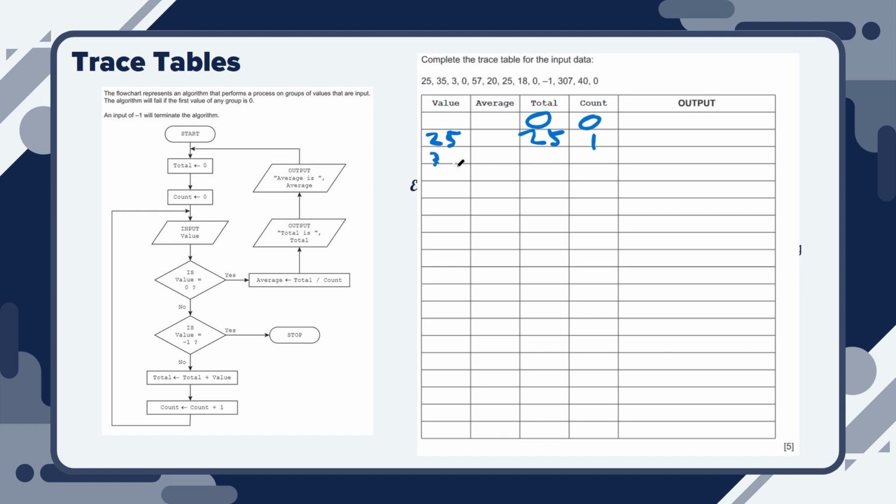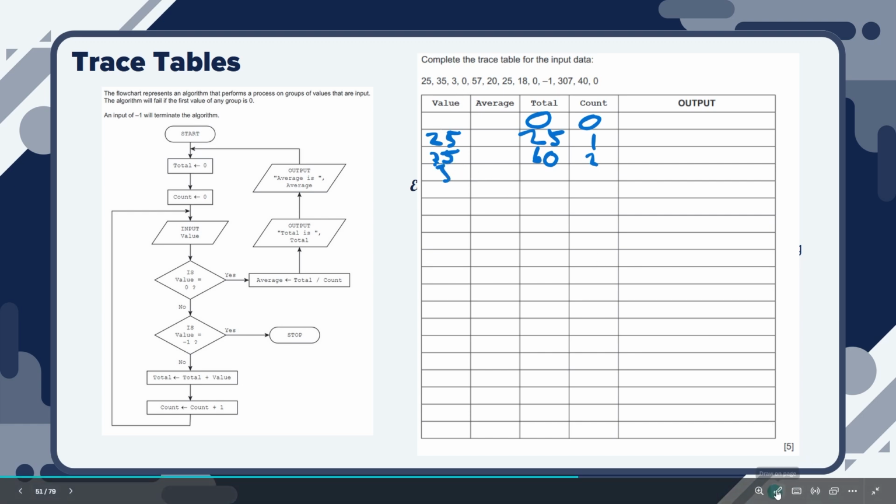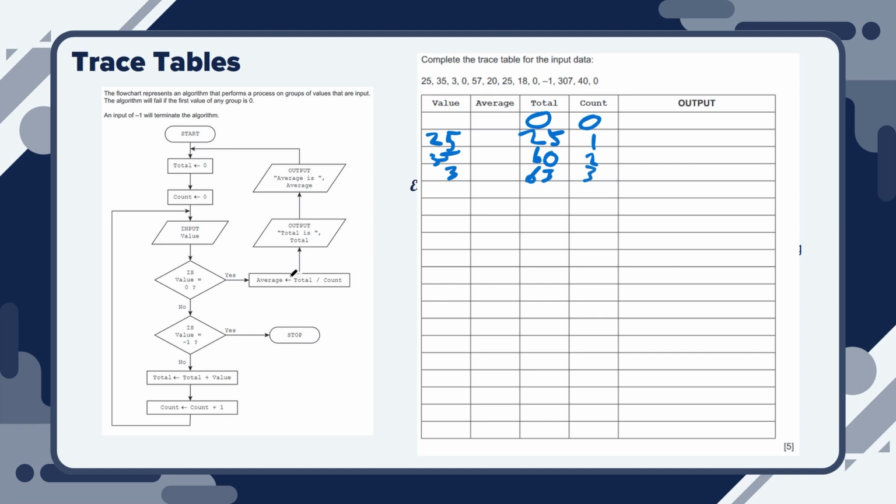Next, 35. Sorry about my handwriting. That's 60. And then it would be 2. Next is 3. Sorry. 63. And the count would be 3. And 0. So we're now averaging and totaling.